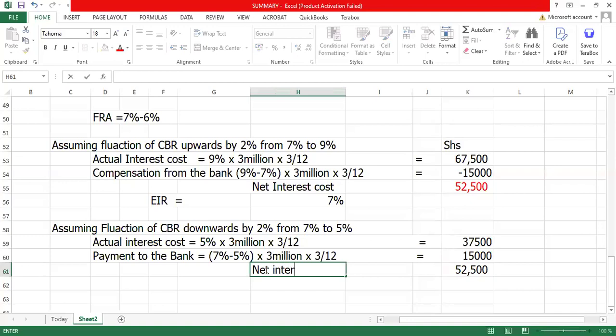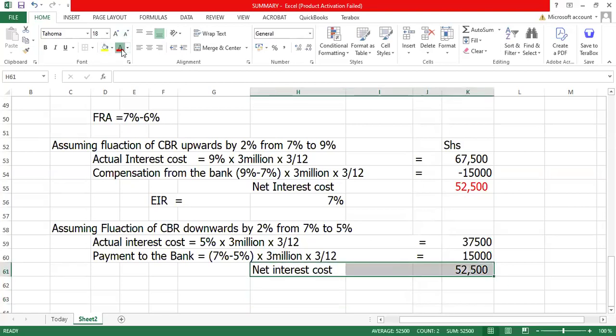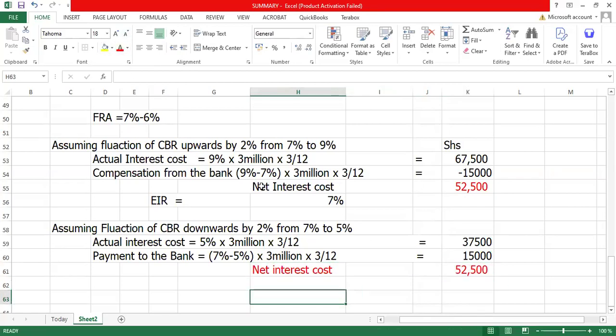You mark yourself wrong. Okay, so I believe you have mastered how we handle the forward rate agreements.